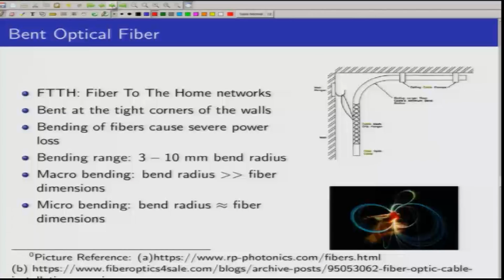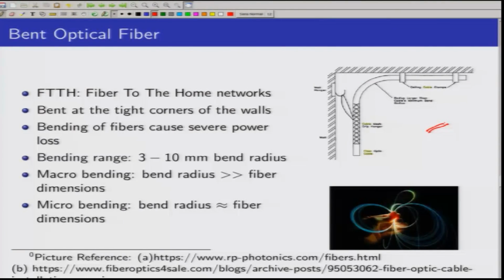Now, let us take one of the scenarios that we have discussed, that is the bending of the fiber, and observe how the mode pattern looks like and what happens to the effective index of these modes. Before that, let us discuss what bending is and where it happens. In FTTH networks, that is fiber to the home networks, optical fibers are installed into our homes, offices and institutes in the form of optical fiber cables, and these cables are bent at the tight corners of the wall, as you can see in the figure here.